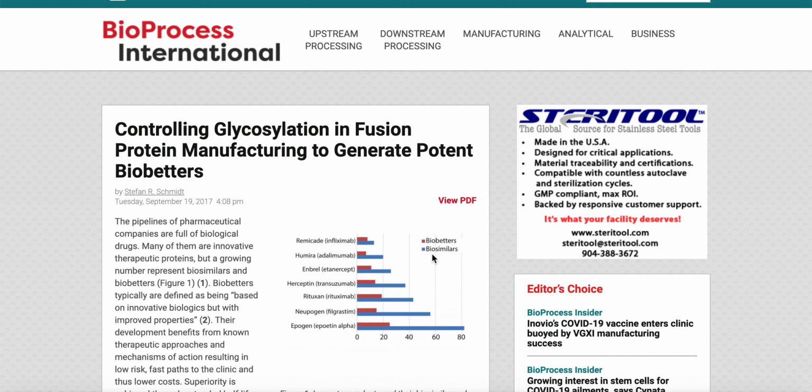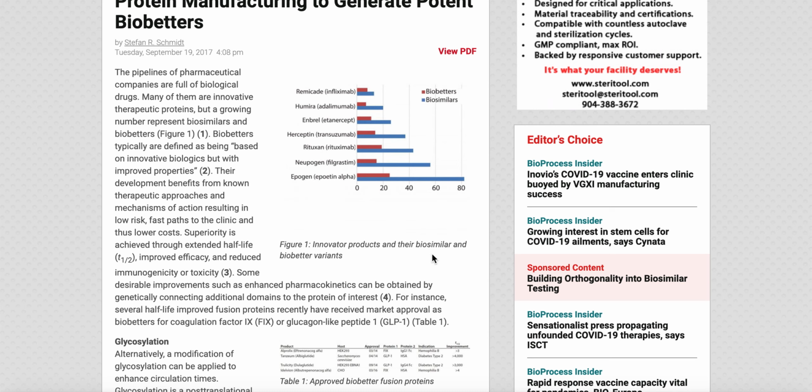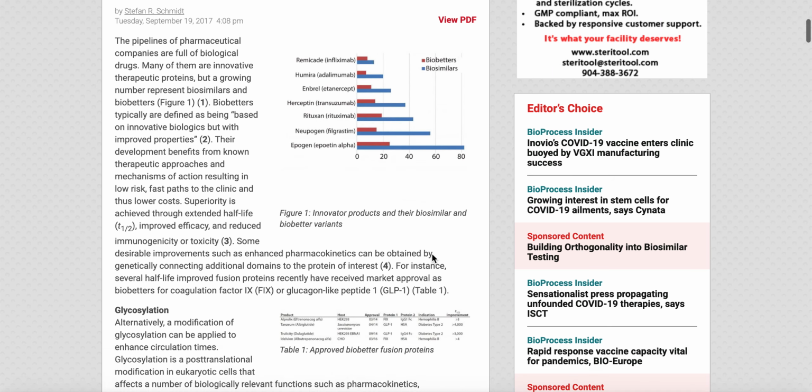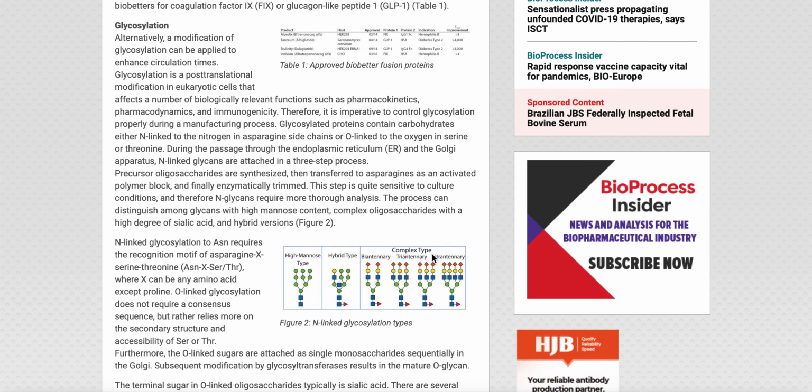An article on controlling glycosylation in fusion protein manufacturing to generate potent biobetters. The pipelines of pharmaceutical companies are full of biological drugs. Many of them are innovative therapeutic proteins. Glycosylation, alternatively a modification of glycosylation, can be applied to enhance circulation times.